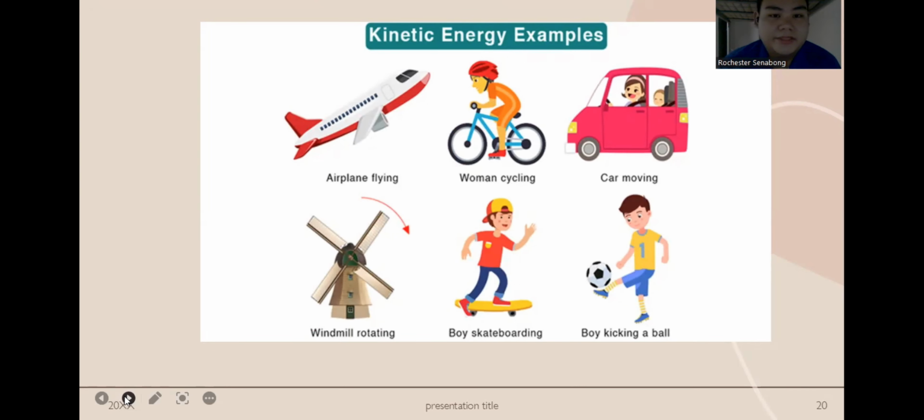And these are the examples of kinetic energy: airplane flying, cycling and car moving, windmill rotating, boys skateboarding, and kicking ball. That's all for me. Thank you.